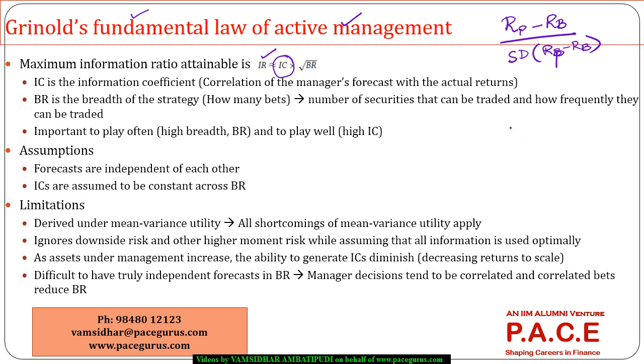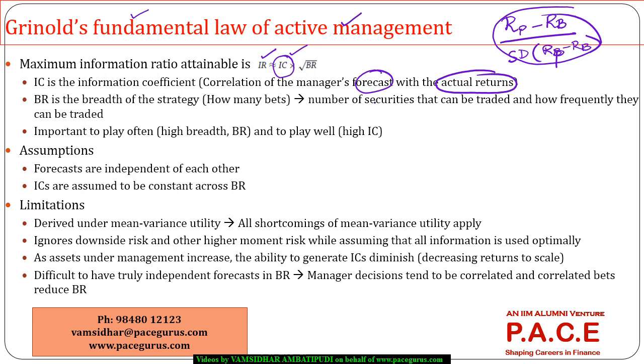See, basically the manager is giving some kind of forecast that this particular stock will go up by this much, go down by this much. So he is giving a forecast for the next few periods vis-a-vis the actual return. I am trying to measure to what extent the manager has forecasted versus the actual return. That correlation is what we are calling the information coefficient. So if a particular manager's information coefficient is much higher, obviously he is able to generate a much higher risk-adjusted return. So that's one important thing.